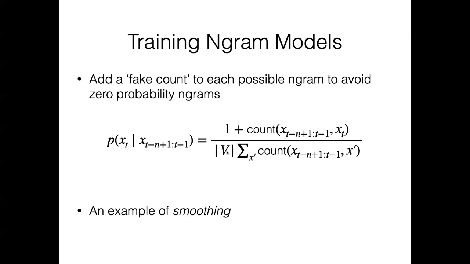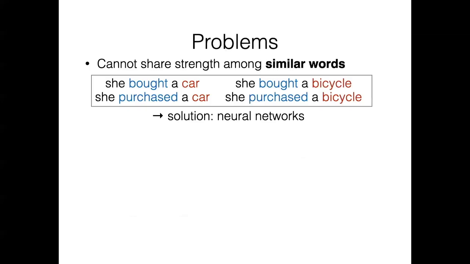Okay, and so here are some problems. One thing is that this can't really share any probability mass or strength if you have similar words in the corpus. Like if you have "she bought a car" and "she purchased a car", if you just have a count for "bought a car", then your probabilities for "purchased a car" won't get affected at all. The neural network models we'll talk about in a bit help overcome this problem.